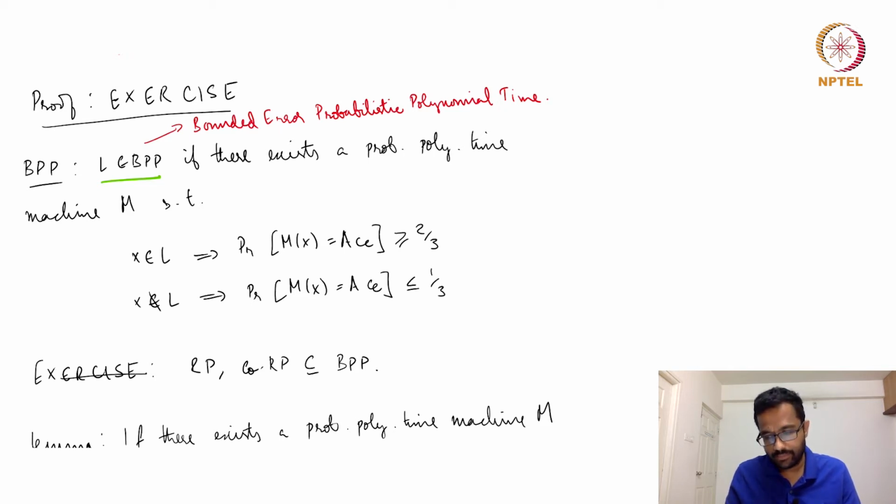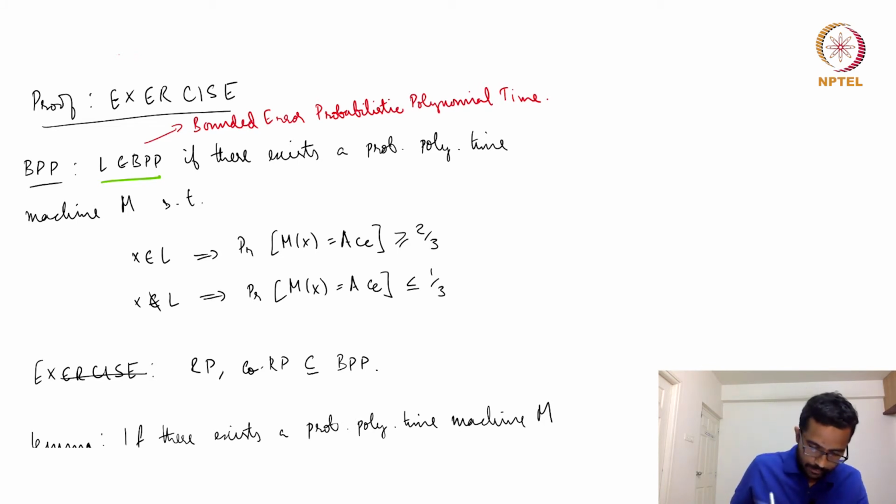at most 1/3. In the case of RP, the first one was greater than half and the second one was equal to 0. In the case of co-RP, the first one was equal to 1 and the second one was less than or equal to half. So in both those cases, one of them was fixed at the desired value. But in the case of BPP, both of the errors are possible. The false negatives are possible, false positives are also possible. However, the probability of acceptance in both the cases is different, or the bounds are different.